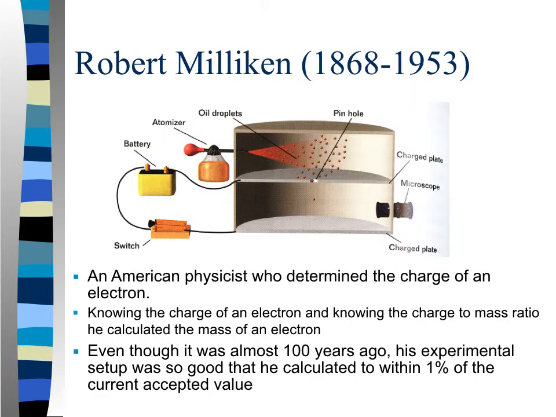So next we bring up Robert Millikan, an American physicist who determined the charge of an electron. We know it's negative, but how negative? Knowing the charge of an electron and the charge to mass ratio, he calculated the mass of the electron. Even though it was almost 100 years ago, his experiment setup and the calculations that he did are actually within 1% of today's accepted value. That's some pretty good science and some pretty good math going on. This is the setup that he used to figure out that calculation, and it's pretty complicated.